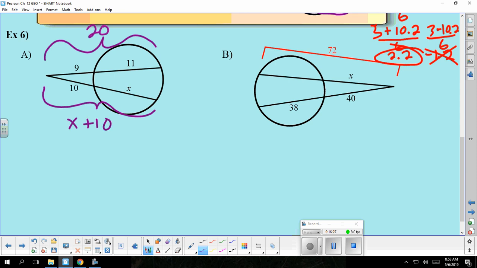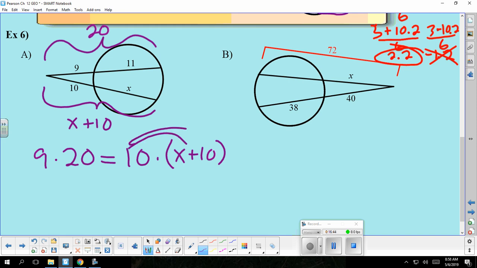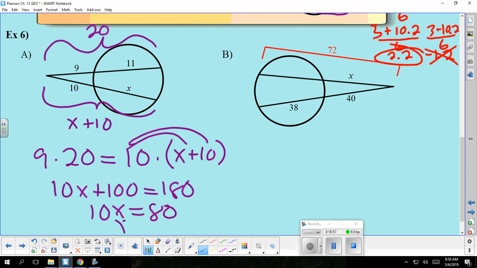So the outside section times the length of the whole secant equals the outside section times the length of the whole secant. So we get 10x plus 100 equals 180. 10x equals 80. X equals 8. Try to do example B on your own.